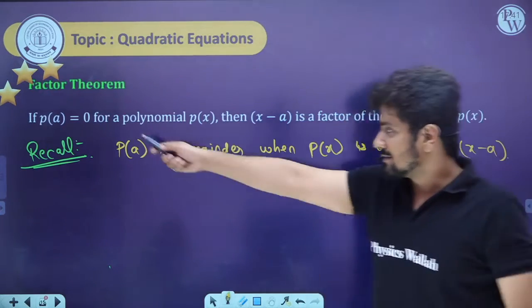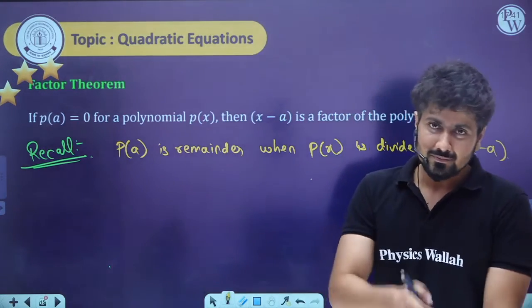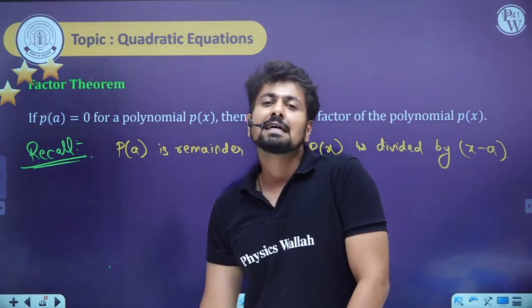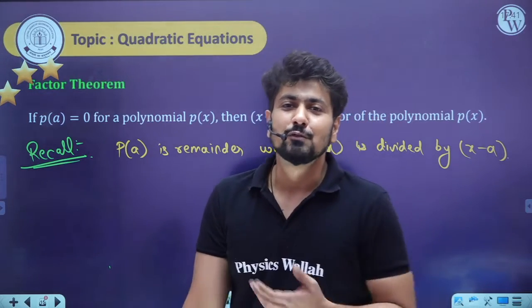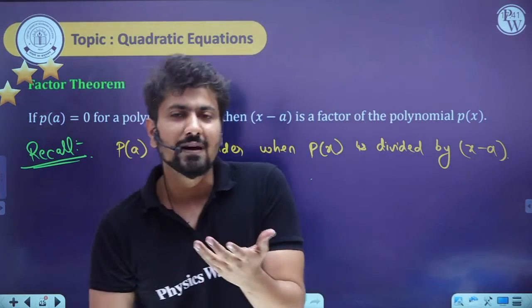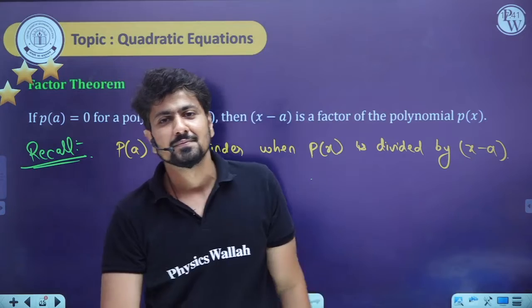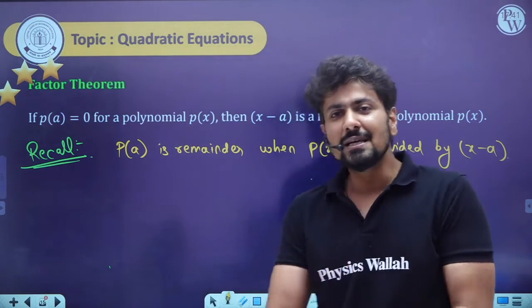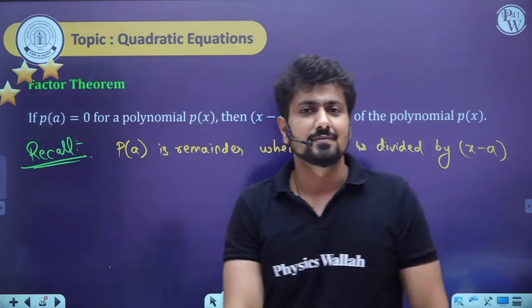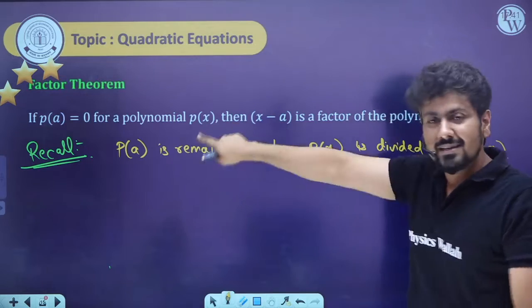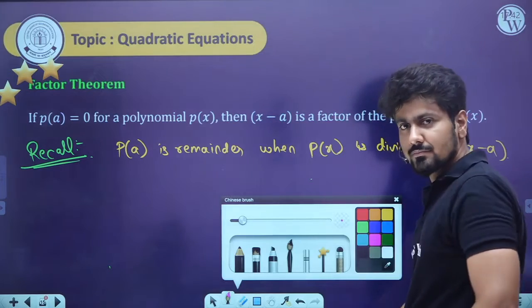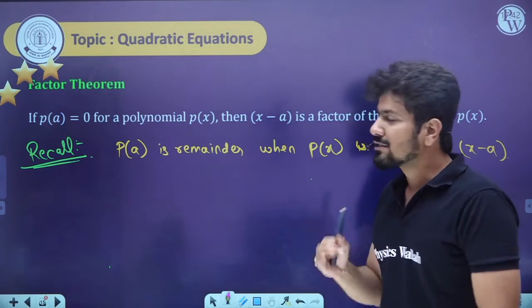This says that if P of A is 0, if the remainder is 0, it is like saying 4 is a factor of 12. Why? Because when I divide 12 by 4, the remainder is 0. In the similar way, if P of A is 0, basically if the remainder becomes 0, then x minus A is a factor of Px. This is known as the factor theorem.